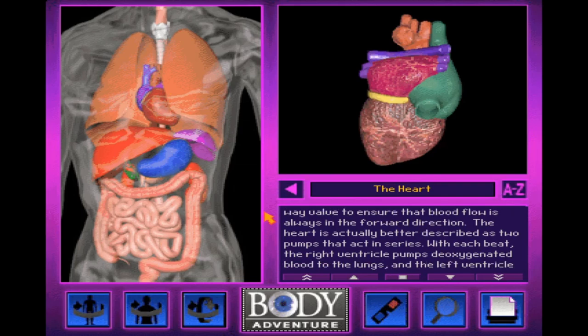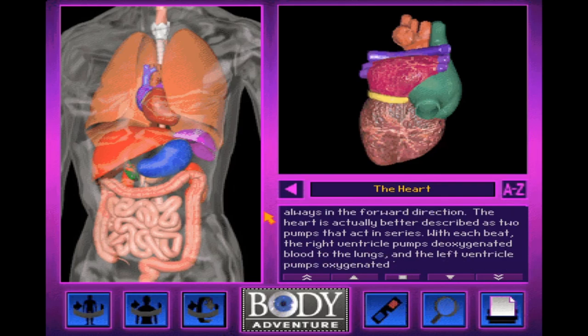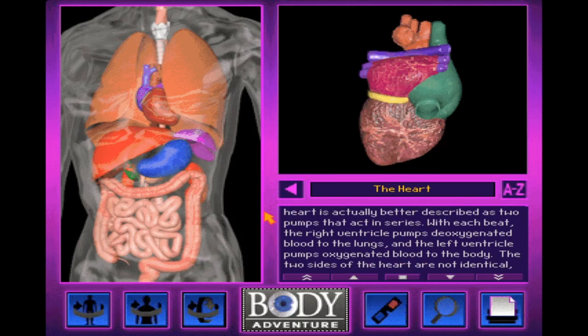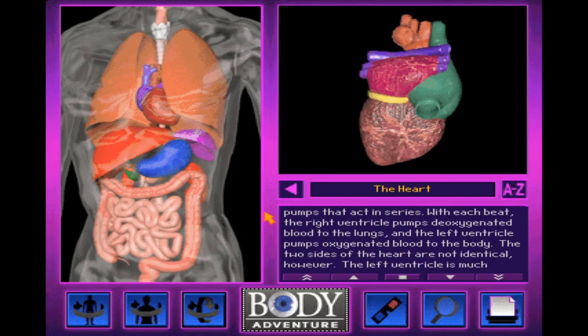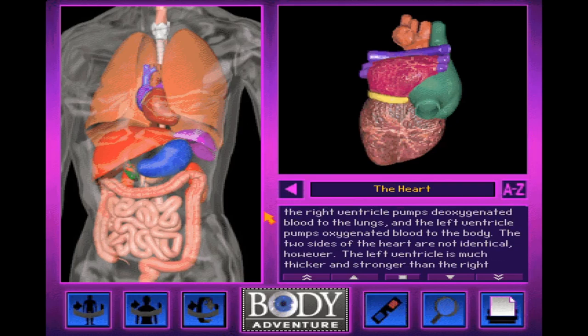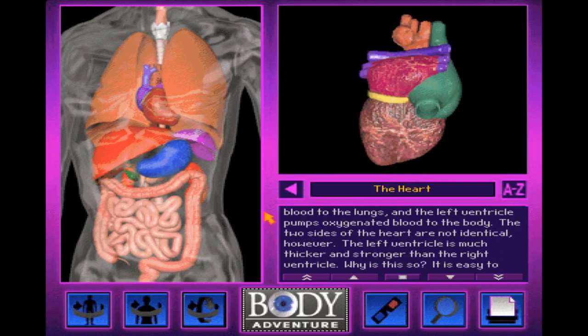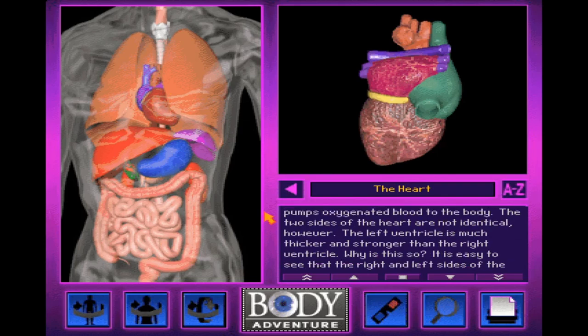With each beat, the right ventricle pumps deoxygenated blood to the lungs, and the left ventricle pumps oxygenated blood to the body. The two sides of the heart are not identical, however. The left ventricle is much thicker and stronger than the right ventricle.